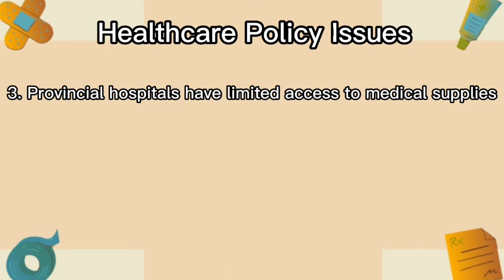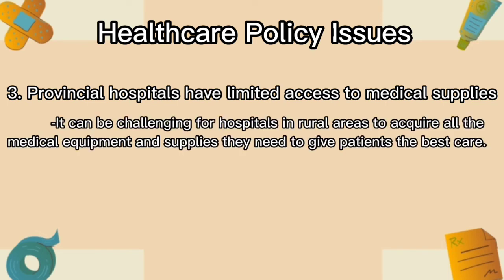Third, provincial hospitals have limited access to medical supplies. It can be challenging for hospitals in rural areas to acquire all the medical equipment and supplies they need to give patients the best care. Provincial hospitals operate with a limited budget, and it is important for them to acquire excellent quality products for patients. Also, it can be difficult for them to have products shipped to their facilities.